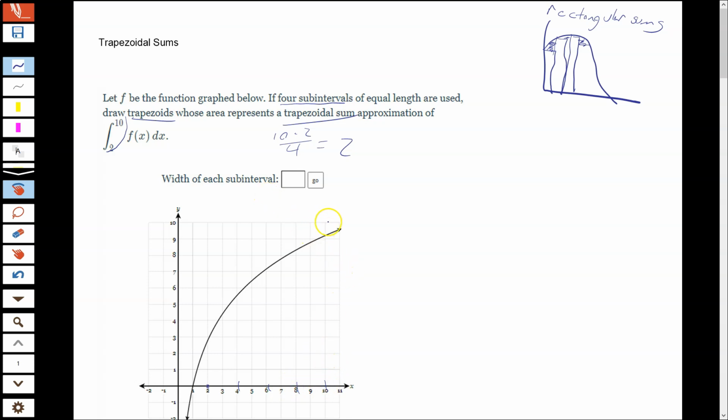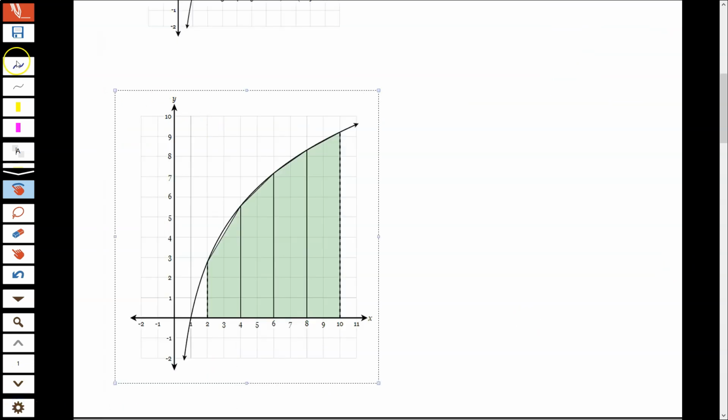Okay. So let's take a look at what that would look like. So I'm going to edit my graph to represent these trapezoidal sums. And then we'll talk about what it means to be a trapezoidal sum. Here we go. So here is our trapezoidal sum for this particular function.